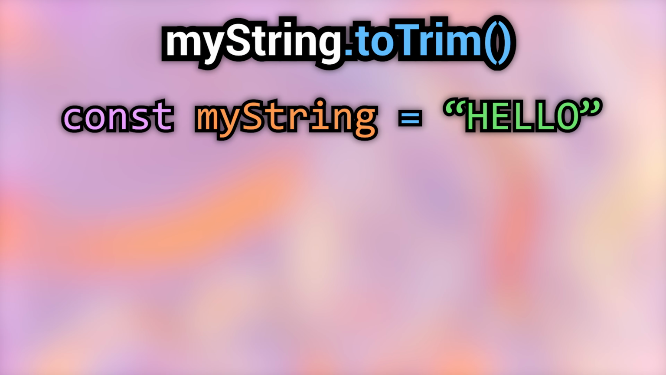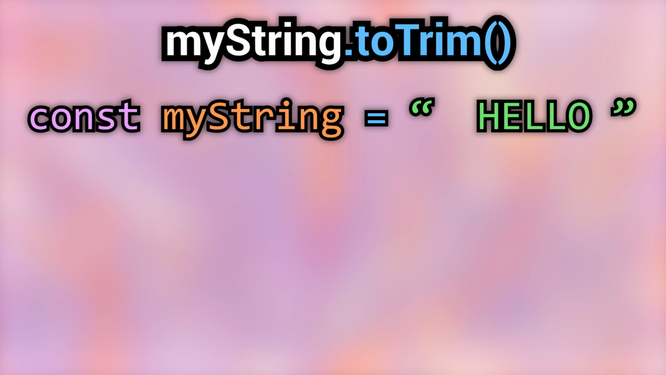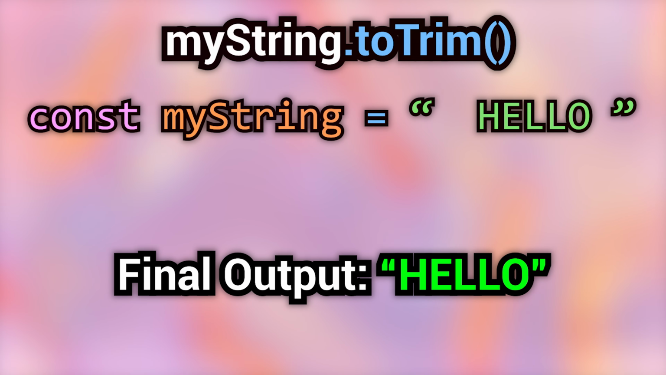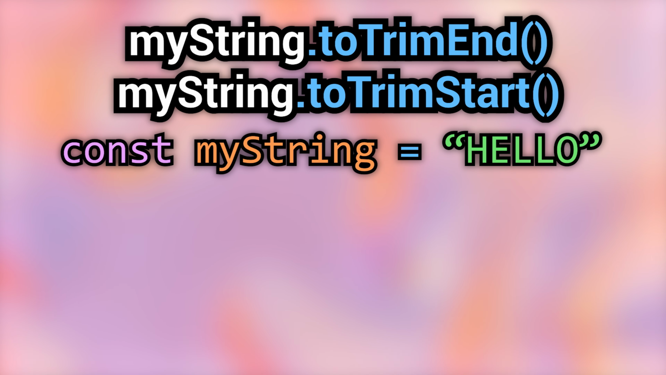Finally, we have the trim function. This is a very simple function that just gets rid of white spaces. So if we put spaces at the beginning of hello and at the end of hello, we can simply call .trim to get rid of these spaces. We can also use trimEnd and trimStart, which will only get rid of the blank spaces on the end or the beginning of the string.